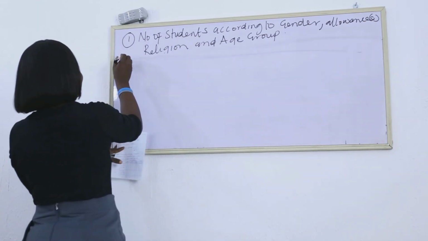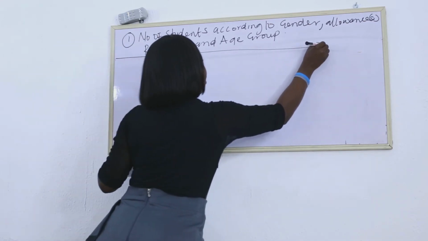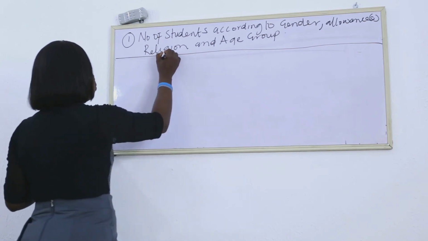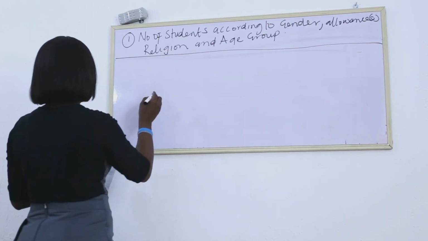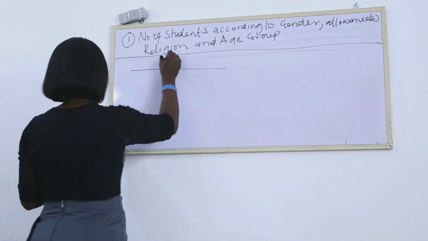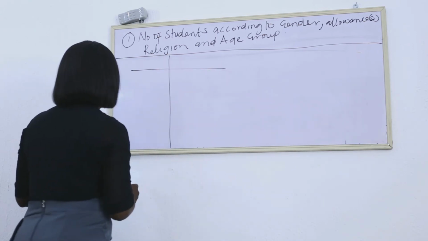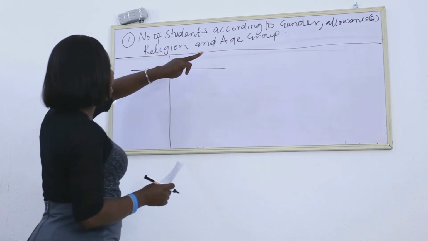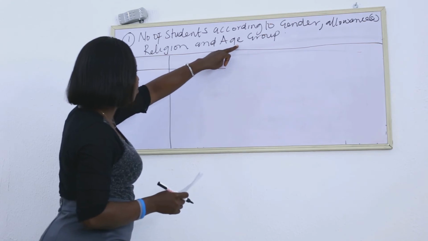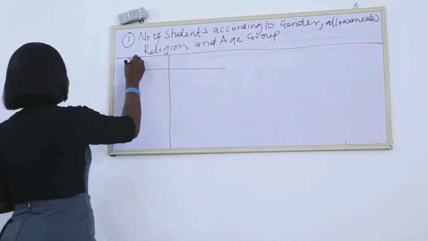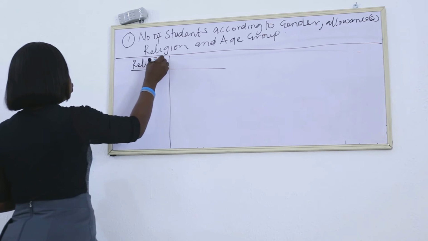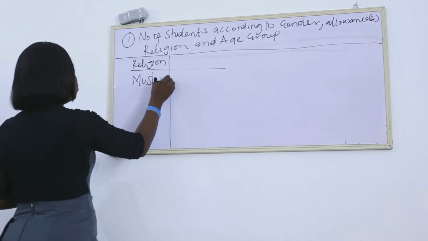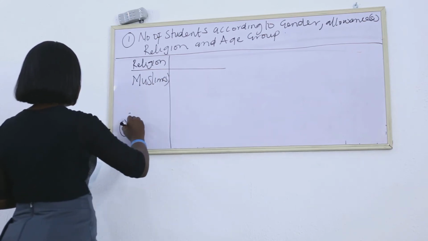This is also not straight. Okay, this is better. Then we are representing those characteristics we showed earlier on the board on a single table, and this is what I do. Since it's four characteristics, I have religion, I have gender, I have the allowance, then I have the age group. The first thing I'm going to be representing is the religion, and the religion is in two types. We have the Muslims, and we have the Christians.